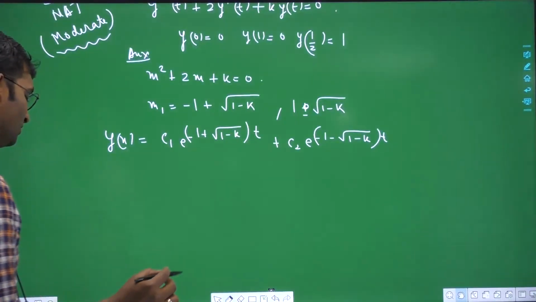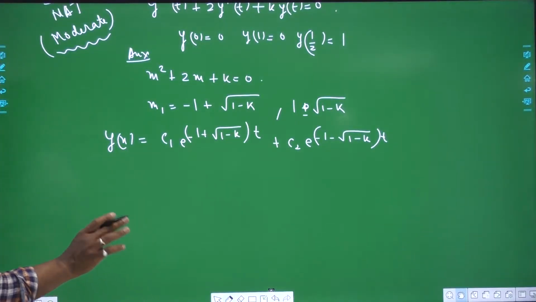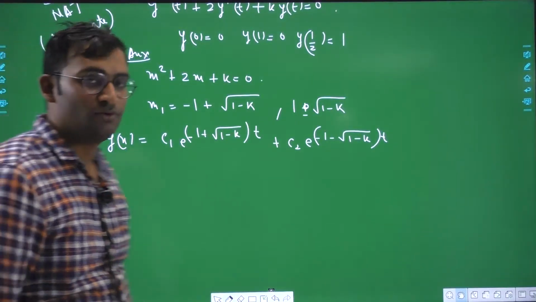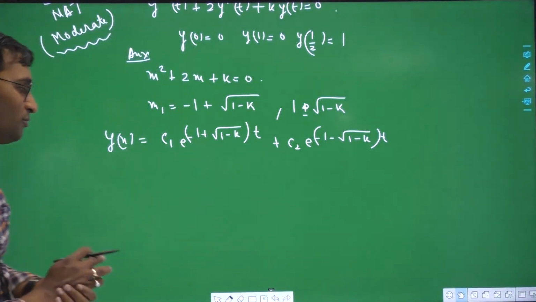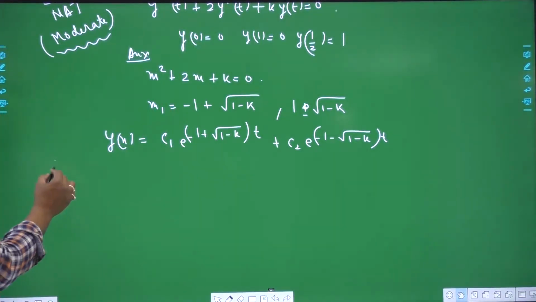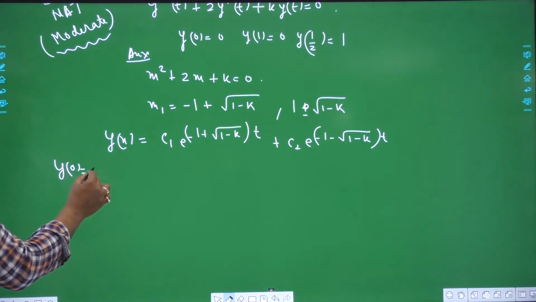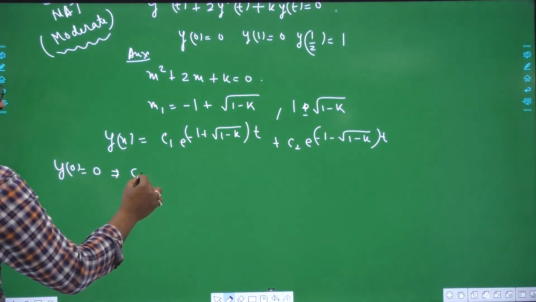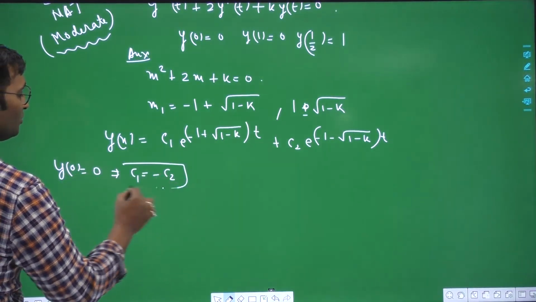This is your solution. अब देखिए आपको करना क्या, what are you supposed to do? You are supposed to use the initial conditions. Now if I use initial condition y0 is equal to 0, what I'll get c1 is equal to minus c2, या c2 is equal to minus c1.